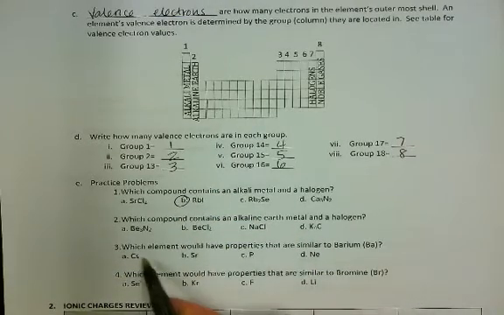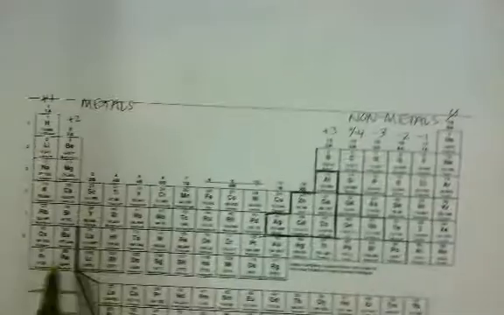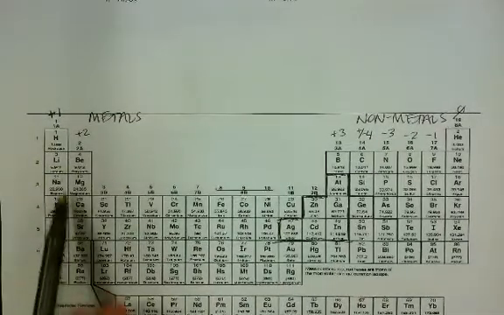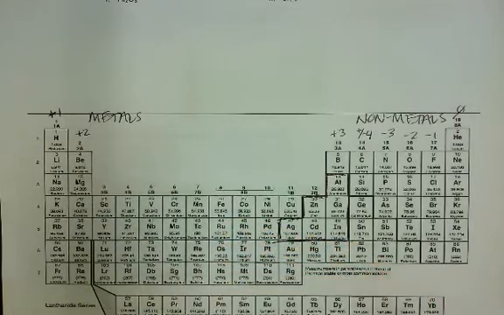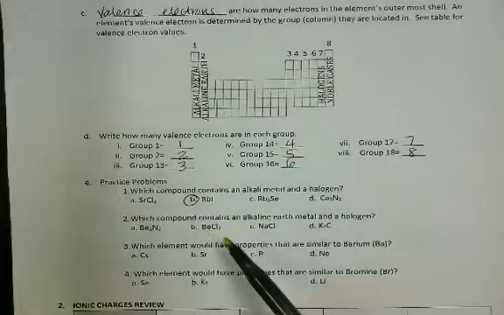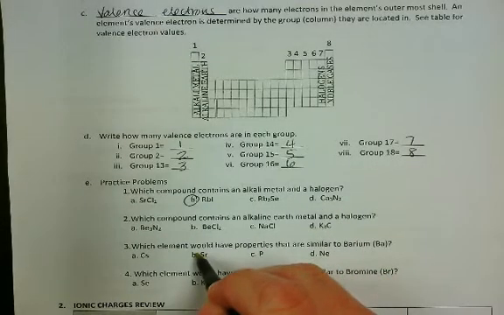Now, number 3, which element would have properties that are similar to barium? Barium is going to be in our group 2, that column. So any other element listed here in that group is going to be our answer. When we look at this, we can see that Sr, which is right above Ba, is our answer.